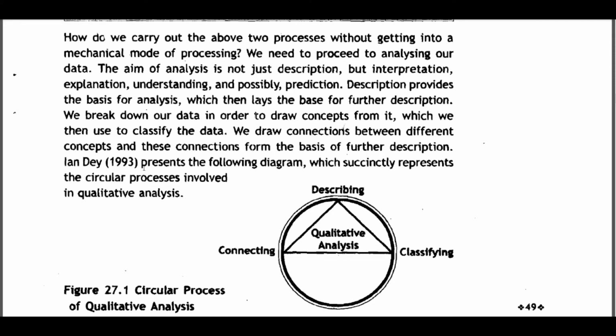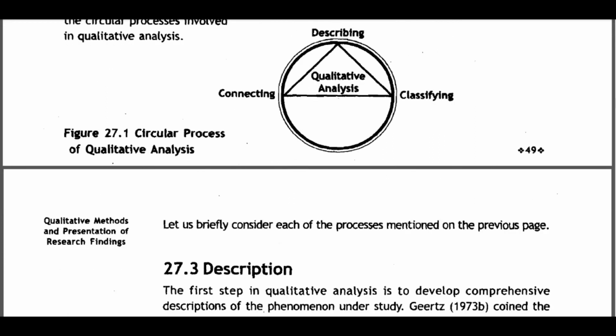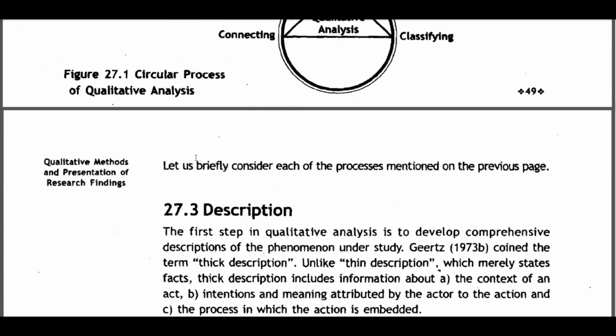Ian Dey, 1993, presented the following diagram, which succinctly represents the circular process involved in qualitative analysis. This is the qualitative analysis. Then we are connecting the data and describing, and we can also classify. This is the circular process of qualitative analysis. Let us briefly consider each of these processes mentioned on the previous page.